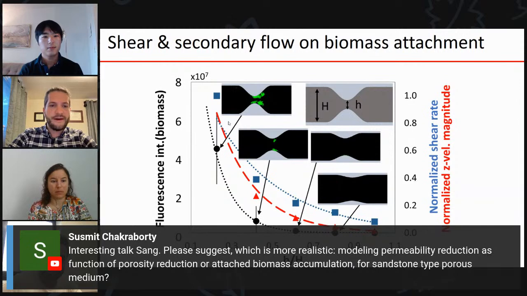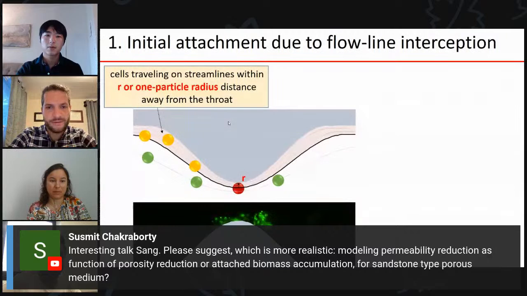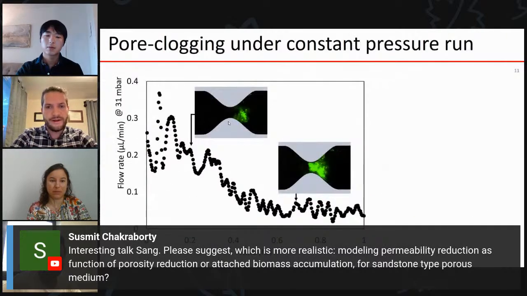And our last question from the audience is from Susmit. He's asking which will be more realistic in a modeling setting. Do you think we should model permeability reduction as a function of the reduction of the porosity that you're seeing in your models, or by attached biomass accumulation? Which modeling approach would you suggest for people doing bigger scales? He's specifically asking about sandstone, so I guess we're thinking about the more ideal situation.